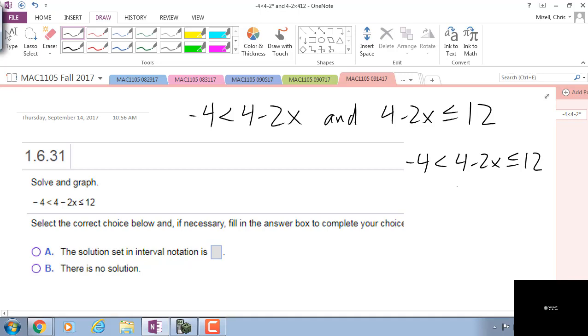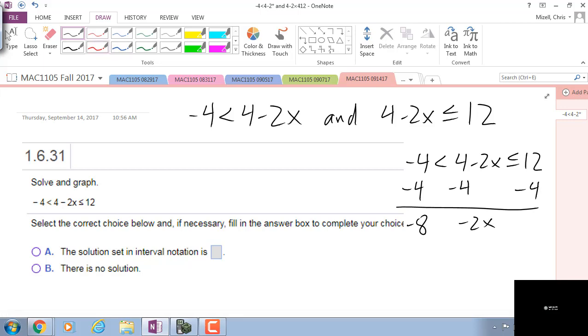Subtract 4. We have that 4 in the middle, so if we subtract that 4 and then subtract 4 from each of the other parts, negative 8 on the left, negative 2x in the middle, canceling the 4 and the negative 4, and positive 8 on the right. Any need to reverse the inequality symbols? Not yet. Still less than there. Still a less than or equal to there. Does look like we're going to need to divide all three parts by the negative 2.